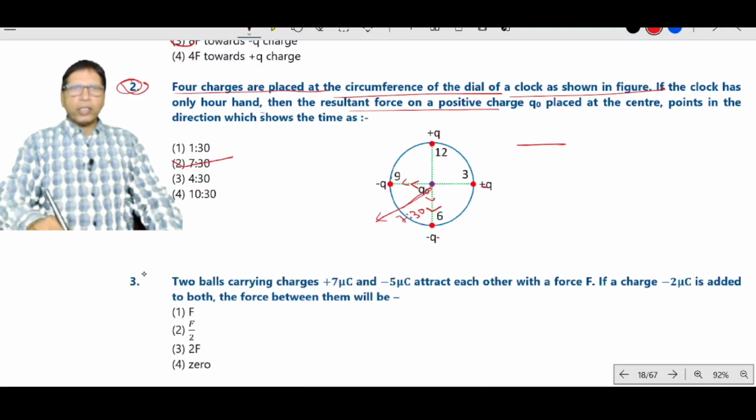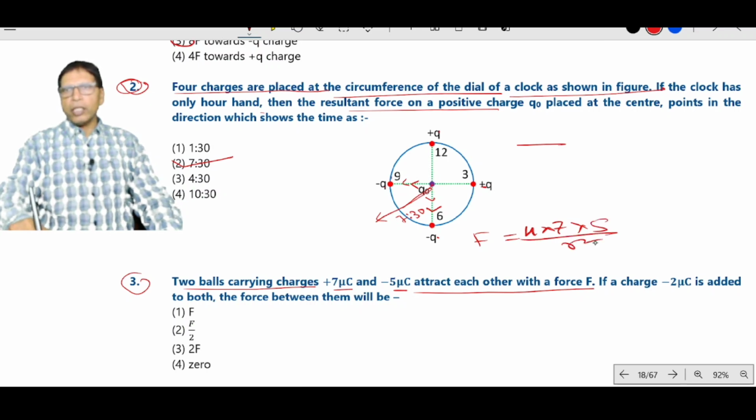Look at this. Question number 3. Two balls carrying charge 7 microcoulomb and minus 5 microcoulomb attract each other with the force F. So F equals k into 7 into 5 by r squared.